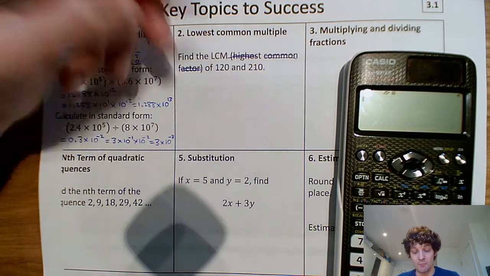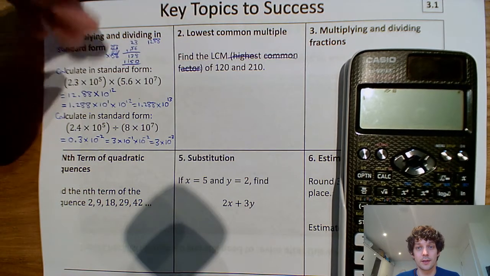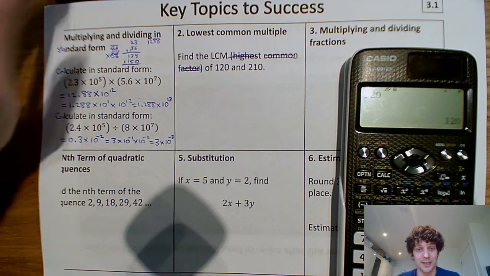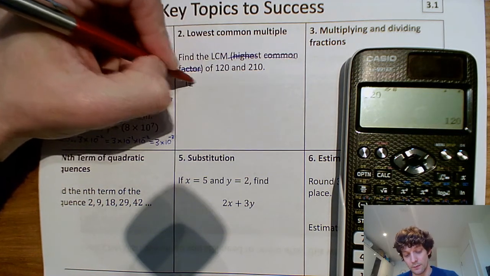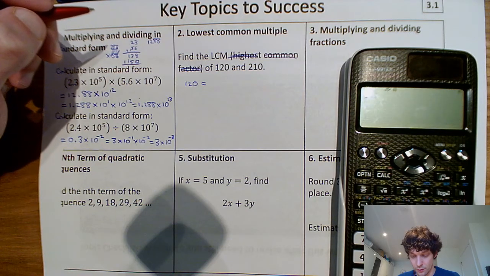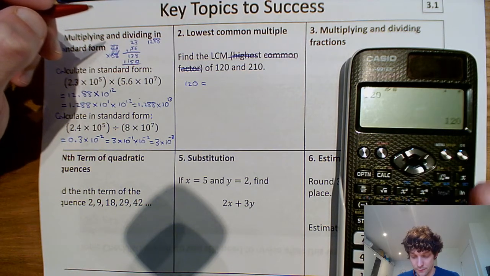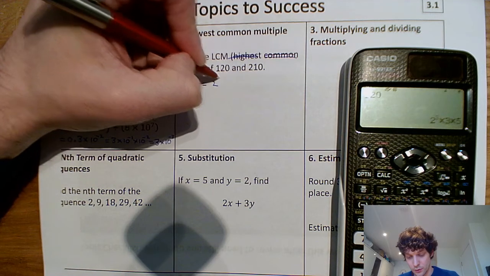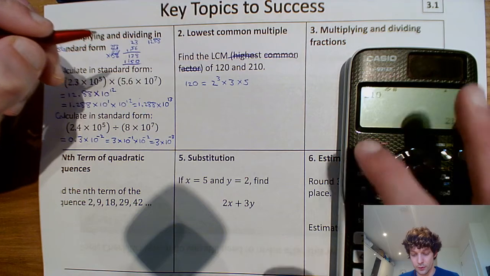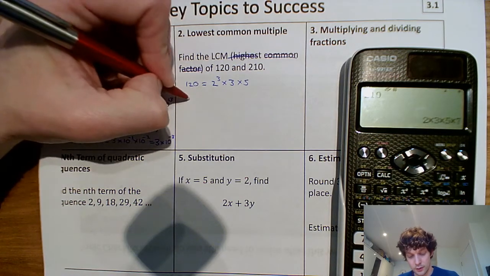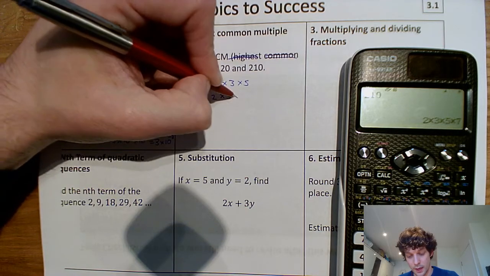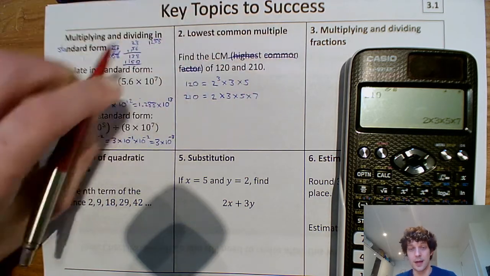Okay, again, this could come up on a non-calculator paper. We've already practiced prime factorization, so I'm presuming you know how to do that. So I want the prime factorization of 120. That's 2 cubed times 3 times 5, and of 210. So 210 as a product of prime factors is 2 times 3 times 5 times 7.